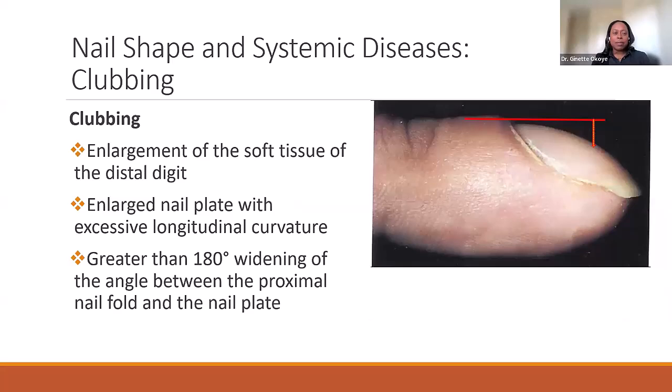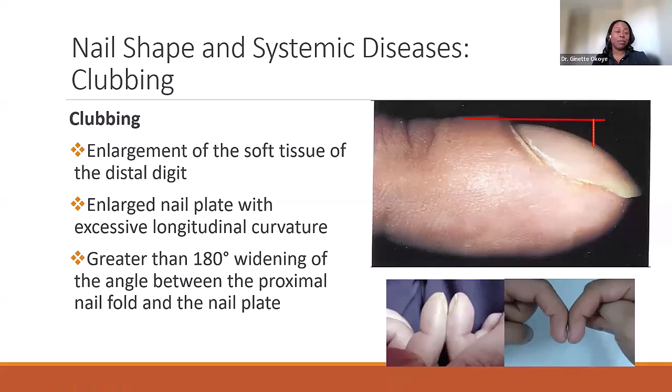And then clubbing, which I feel like many of us learned in school because it is one of the more common nail signs that we learn about. Basically, patients get enlargement of the soft tissue of the distal finger. And so the nail plate itself enlarges and it gets this really long longitudinal curvature, and it widens this angle that's usually present. So this red line demonstrates where the nail usually sits in reference to the proximal nail fold, but in clubbing, it gets this long curvature going downwards and increases that angle past 180 degrees.